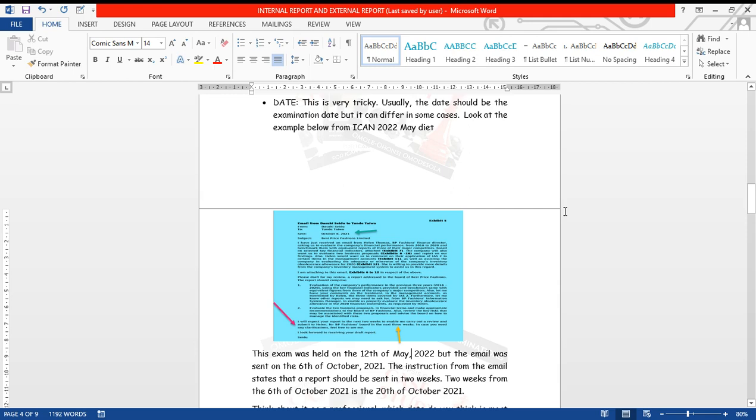When you're talking about the dates, they can be very, very tricky. Usually, the date is the date of your examination, when you wrote the examination. That's usually the date you write on your cover page. Again, check the video of the cover page. On the cover page, you have to write the date of the report, the day you're preparing the report, and most times it is the examination day, because in real life that's the day you're actually preparing the report. But then you also have to be smart.